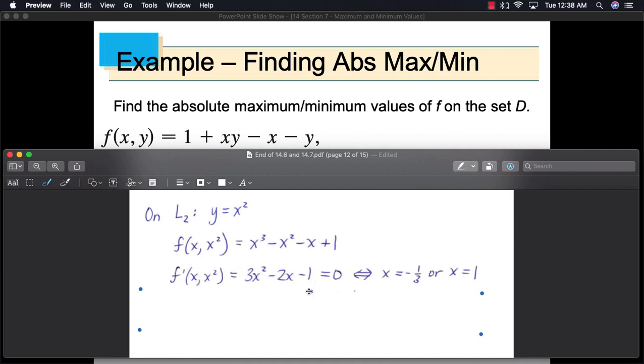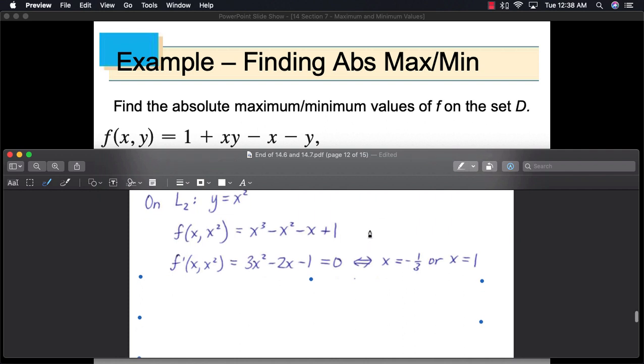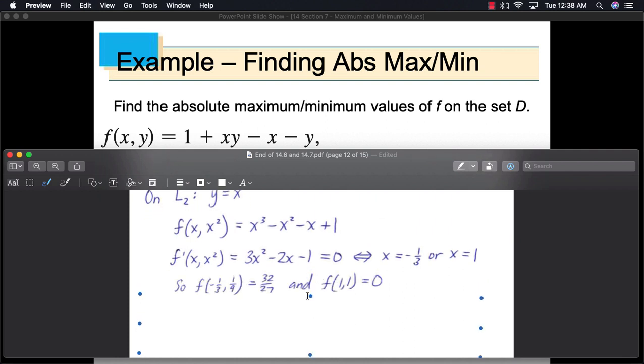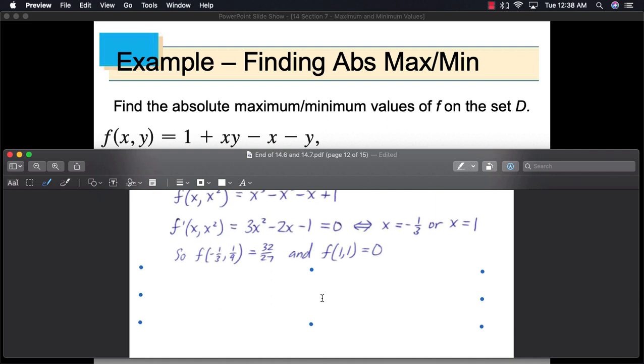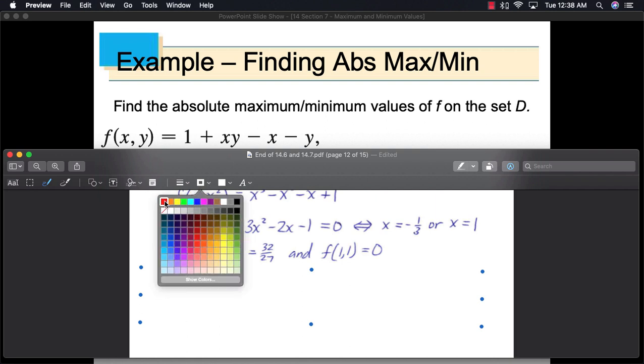Take the derivative, set it equal to 0. I end up getting these two values right here, -1/3 or 1. Now, I'm not going to worry too much about 1. We already took care of that when I found the first critical point. But let's take a look at the 1/3. We plug in the 1/3, we get -1/3, 1/9. Plug it in, we get 32 over 27, which is a little over 1. But pretty much we have all the different values that we need.